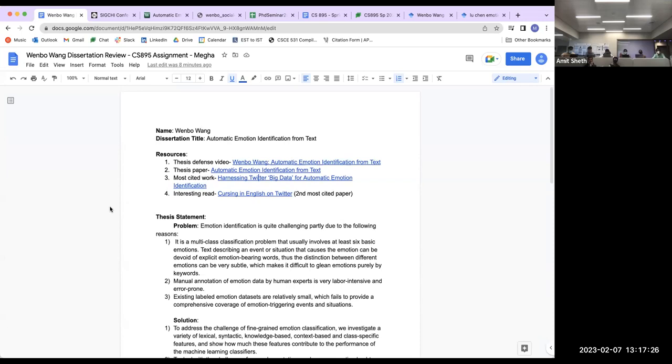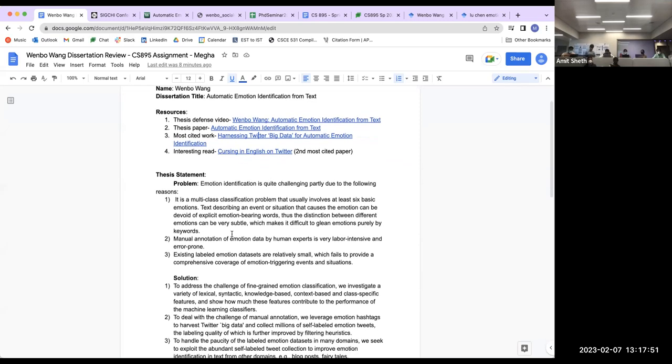I was assigned Wenbo, whose dissertation was on automatic emotion identification from text. His most cited work was what Dr. Sheth just told us about, harnessing trigger-based data for automatic emotion identification, for which Lu was also a co-author. And I found cursing in English on Twitter to be another interesting one.